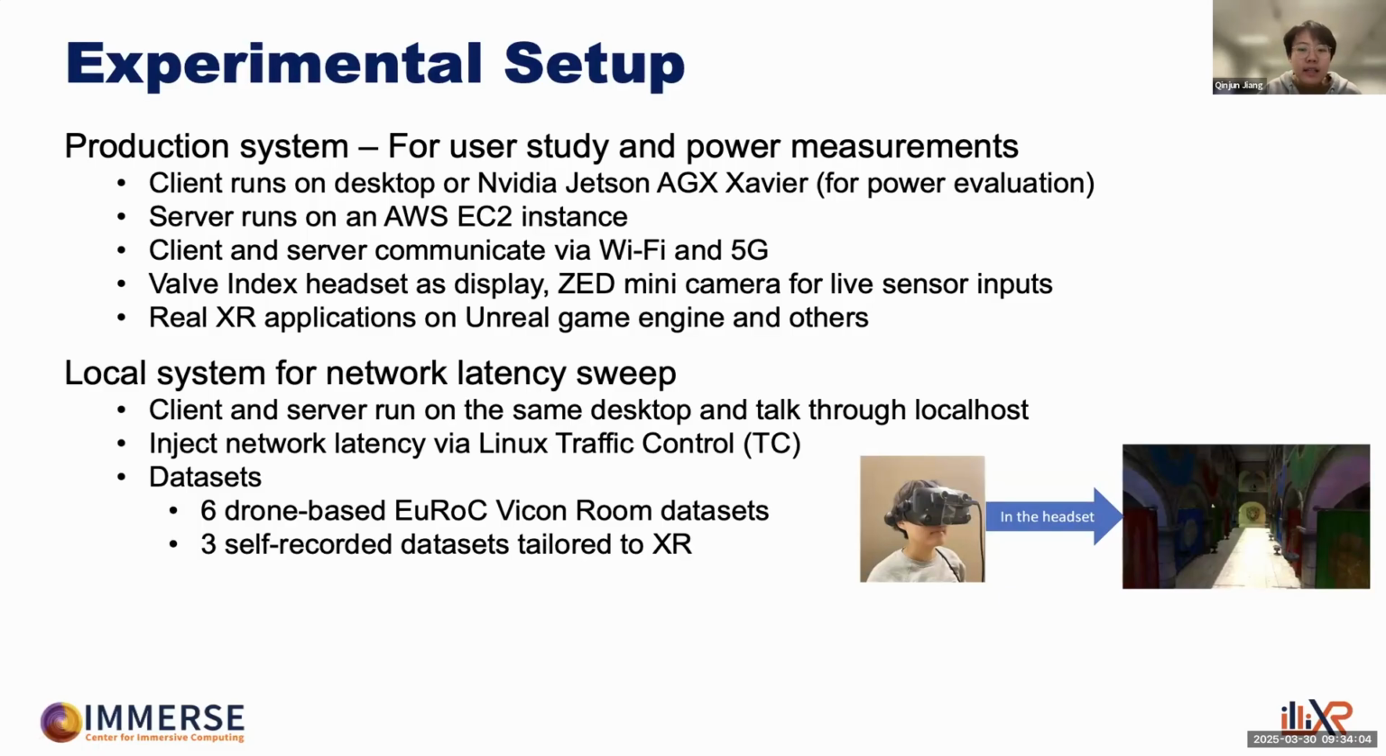In this case, the client and server are both running on the same desktop and talk through localhost. We used Linux Traffic Control, or TC, to inject network latencies. To make the experiments repeatable, we used the commonly used EuRoC Vicon Room datasets and 3 other self-recorded datasets, which are tailored to the XR scenario.